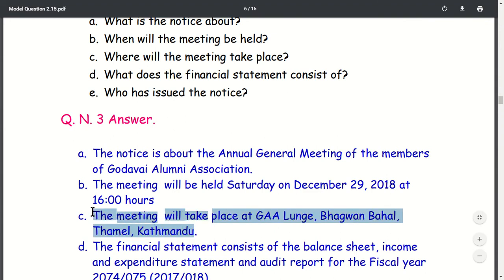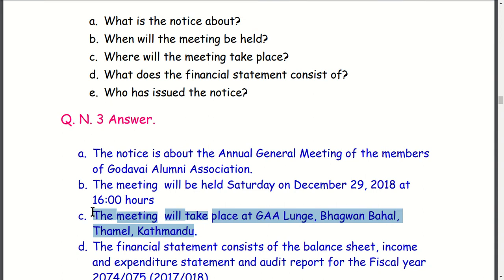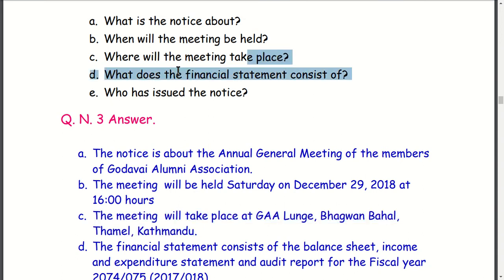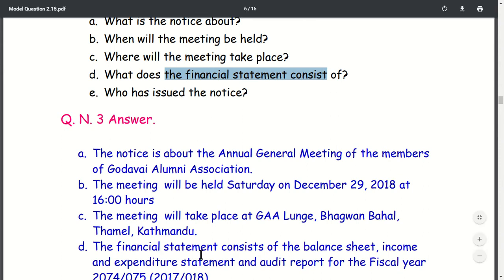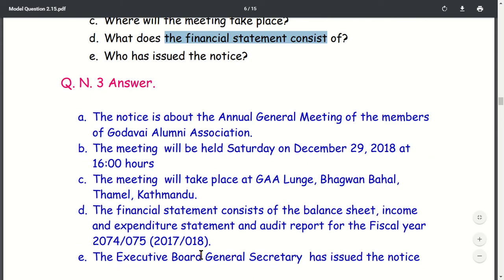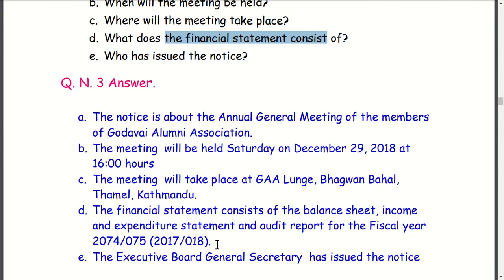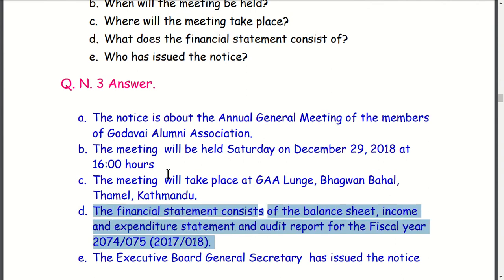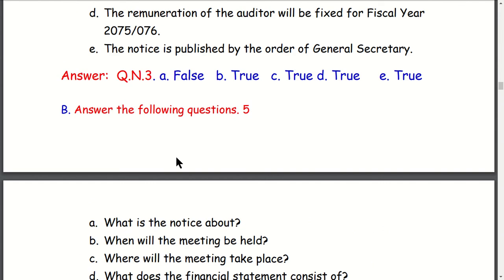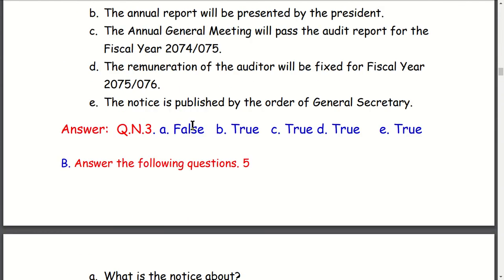Number D, what does the financial statement consist of? Then start from here. The financial statement consists of balance sheet, income expenditure statement, and audit report for the fiscal year 2074. Yes, this is the answer. You can find it easily here in the passage.